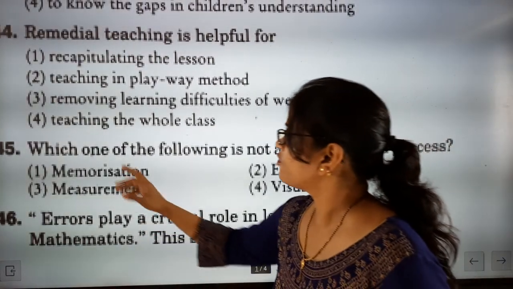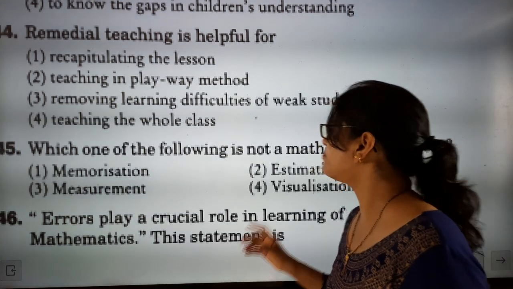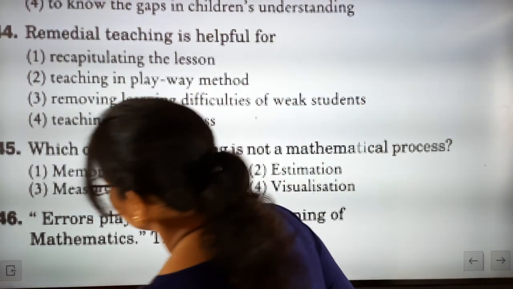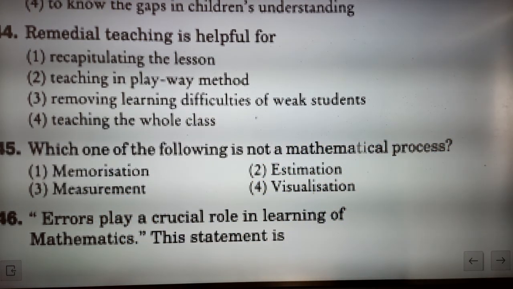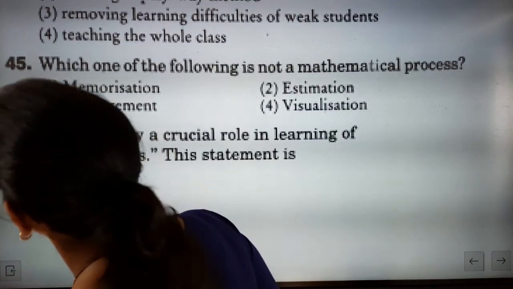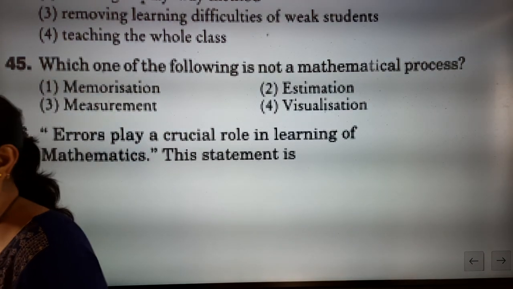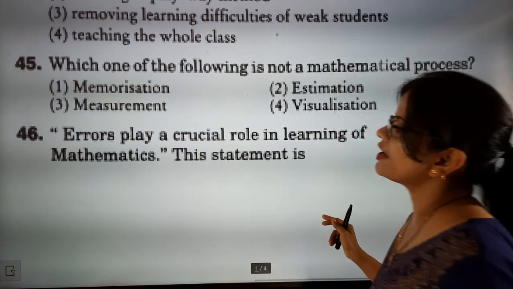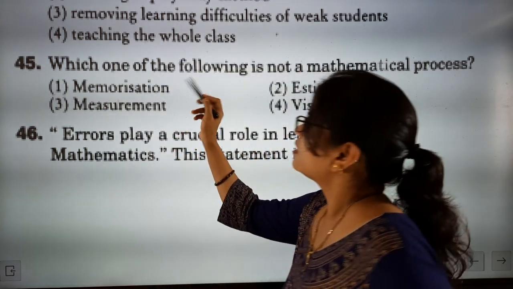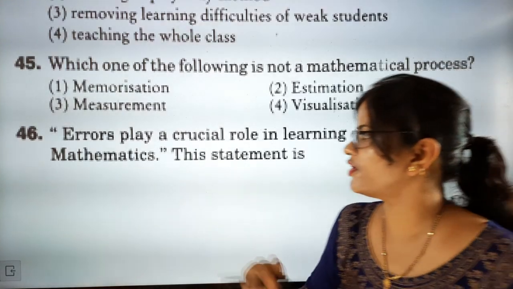Now next is, which of the following is not a mathematical process? Which of the following is not a mathematical process? Memorizing is a mathematical process. If somebody tells you memorizing is a mathematical process, then this statement is absolutely wrong. So the correct one will be exactly memorizing, the statement which is not a mathematical process. Memorization should never be given.